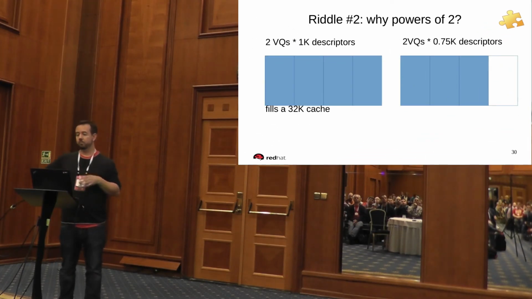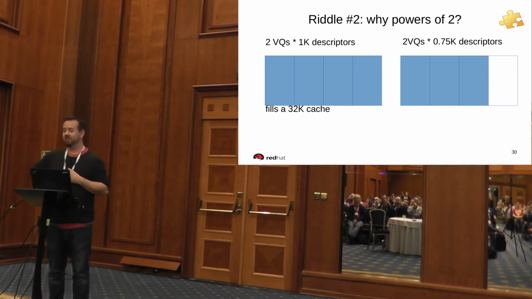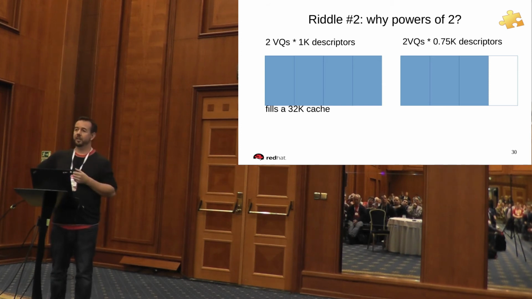So usually our Virtio queues have to be a power of 2. Why not, right? Power of 2 is nice round numbers. So why not? Also cache utilization.